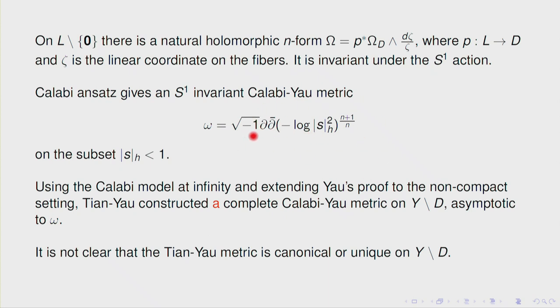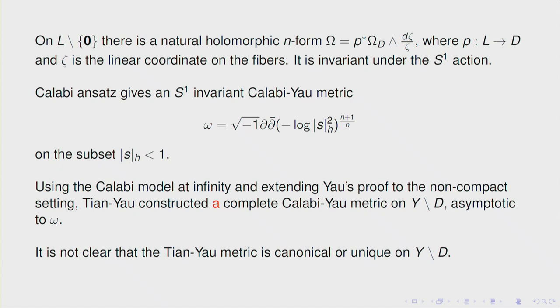What Calabi did is look for functions of the form i times partial partial-bar of a function of the norm squared of s, where s is a point on L. Then the equation becomes an ordinary differential equation and you just solve it. You get this. It's complete as you move towards the zero section. So using this Calabi model at infinity, Tian and Yau extend Yau's proof to this non-compact setting.